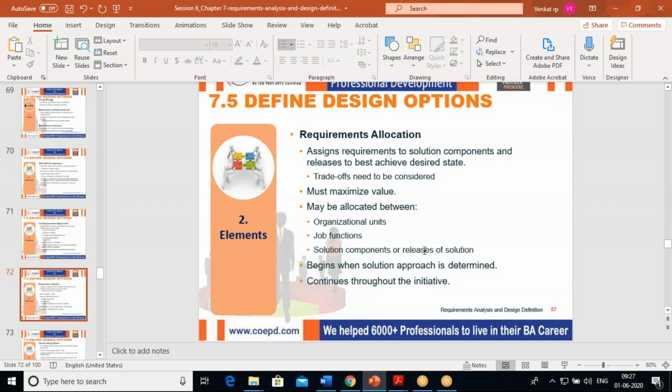Okay, and we have to focus on maximizing the value, and it may be allocated between organization units, job functions, solution components, or releases of the solution, that we will be looking into. And when the solution approach is going to begin, at that time we will come up with the requirements allocation. Out of my 500 requirements, how many this particular solution is going to address, that I'm going to understand. Requirements allocation is continuous: whenever a new change comes, the same thing will be applied in the allocation part of it.